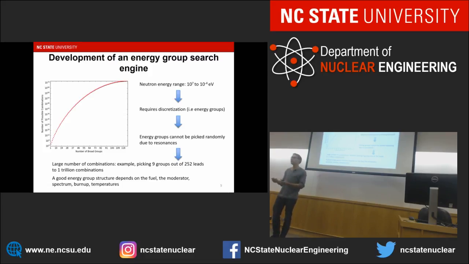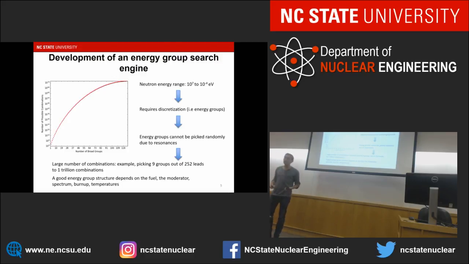If you look at the whole picture, generally, the nuclear codes offer you predefined fine group structures. In the code I was using, it had a 252 groups predefined structure. So this is already at your fingertips, okay?